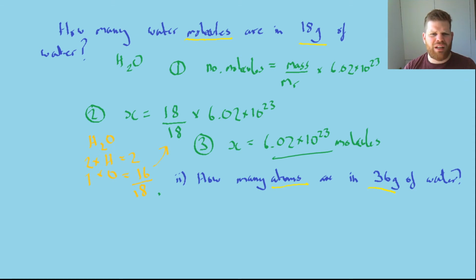Now, what we've got to think about is that last time around we were looking at the molecule. The molecule is the whole water thing. How many atoms are there within a water molecule? If we look at our water, we've got H2O. H2O is made up of 1 oxygen and 2 hydrogens. So this is our water. In one molecule of water, there are 3 atoms.